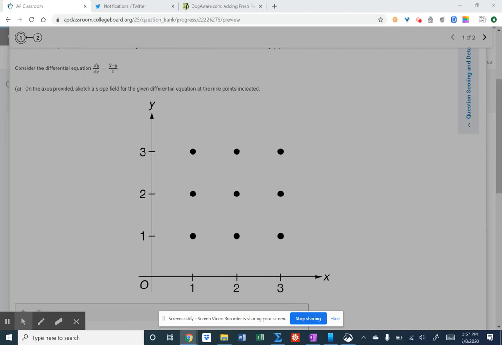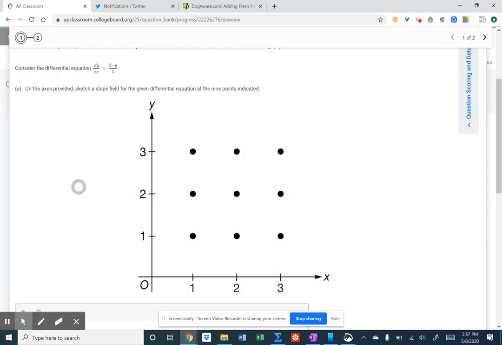All right, so let's go through the solutions to the optional exam. For this one, we have a differential equation, dy over dx is 2 minus y over x. And then we have to draw the slope field at those 9 points given.